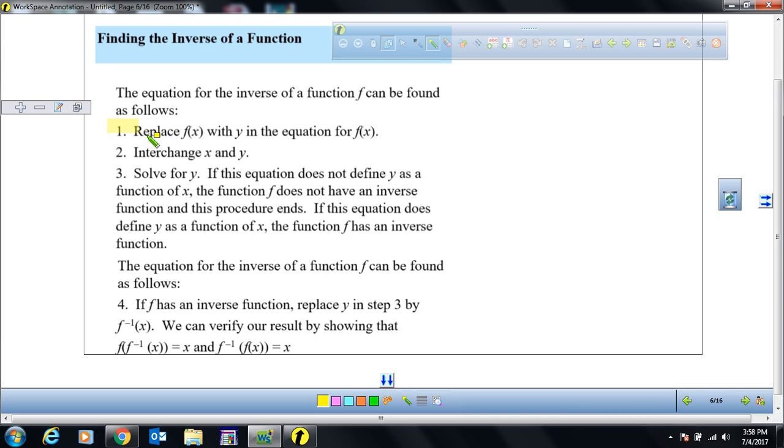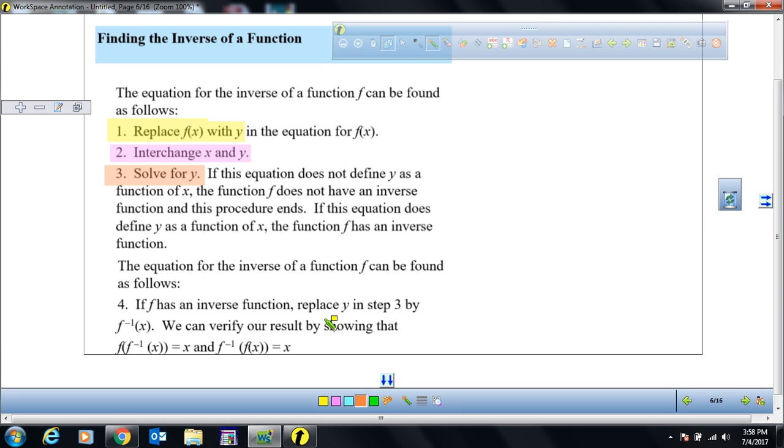Number one, first you need to replace the f of x on the function, or the g of x, whatever the notation is, you need to replace it with y. Change it back to a y. Second step, on the process for finding the equation of the inverse, you need to interchange the x and the y. Every x becomes y and every y becomes x. That's basically what this process consists of finding the inverse. Switch x and y. Step number 3, you need to leave the y by itself.